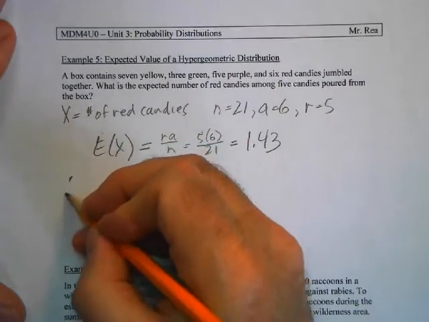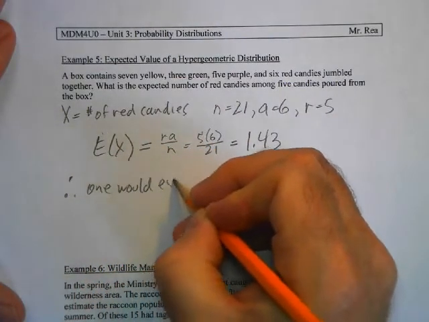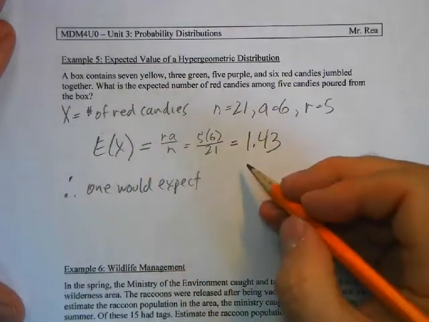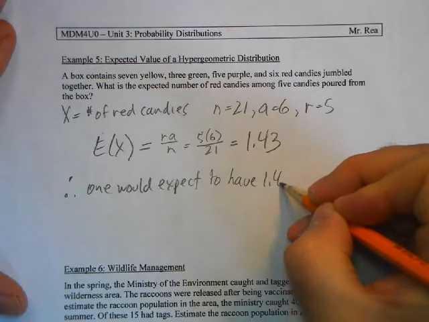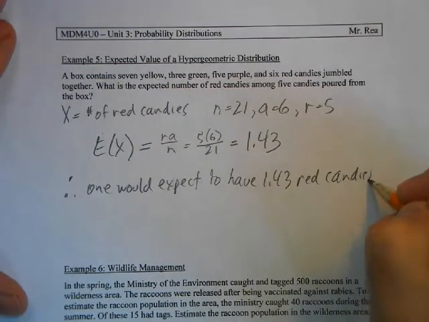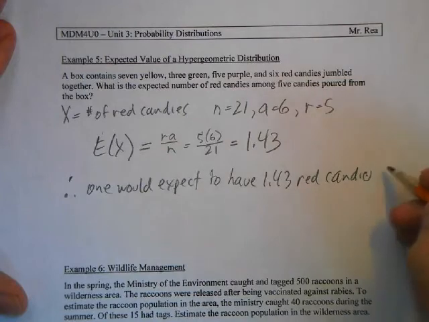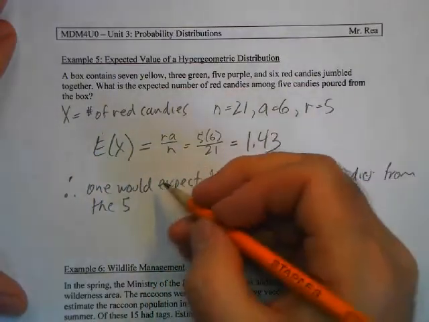So therefore, one would expect to have 1.43 red candies from the 5 selected.